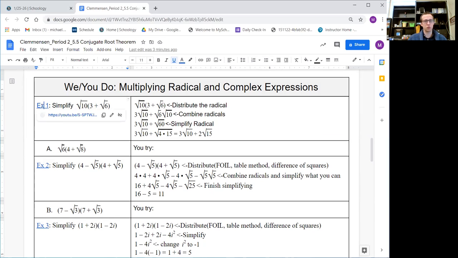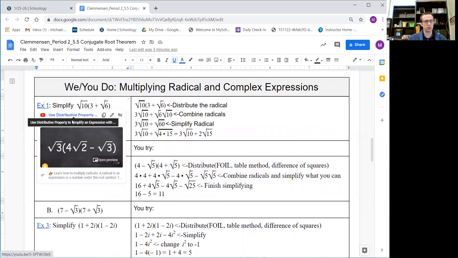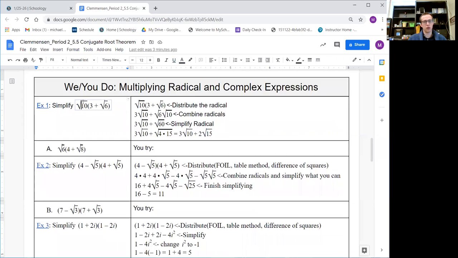Right? For example, 1. So if you get confused and you want to watch a video on how to do this, there's also this extra video right here. But how we do this is our first step is we distribute the radical, which means we distribute that square root of 10 on the outside, to both of these. My next step would be to combine the radicals. So that 6 and the 10 can be combined to be 60. And then my final step is to simplify the radical.